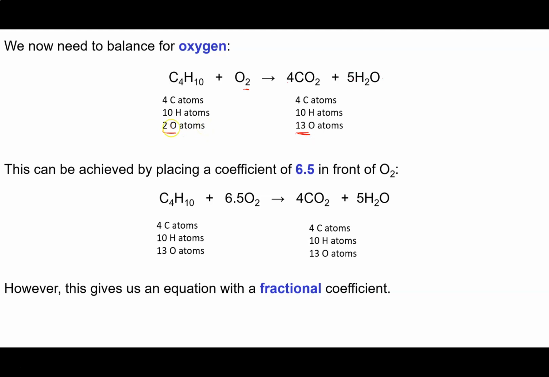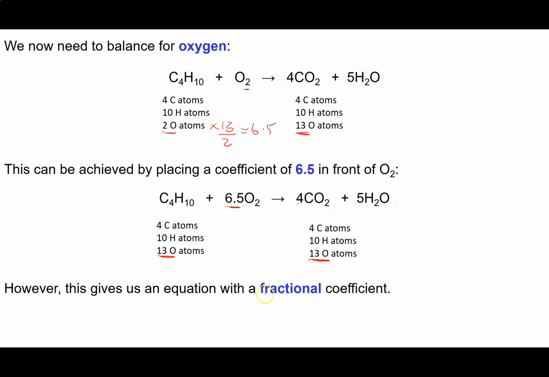So how am I going to get 2 up to 13? I'm going to have to multiply by 13 on 2, which is the same as 6.5. So I put a coefficient of 6.5 in front of the oxygens, and now what have I got? 6.5 times 2, I've got 13 oxygens on the left, and then 4 times 2, that's 8, plus 5, I've still got 13 oxygens on the right.